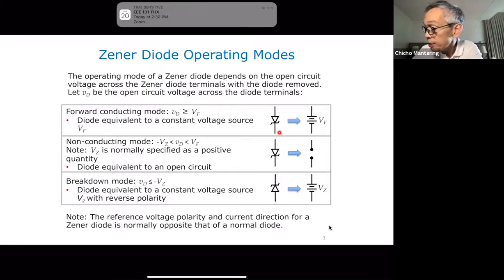So here it's just your constant voltage source model in the forward mode. Here, it is just an open circuit. This is in the non-conducting mode. And then here, it is also a constant voltage source model, but this time at the Zener breakdown voltage. And usually, when it is operating in this mode, then we reverse the reference directions for current and voltage. So that's what I'm saying here. The reference voltage polarity and current direction are normally opposite that of a normal diode.